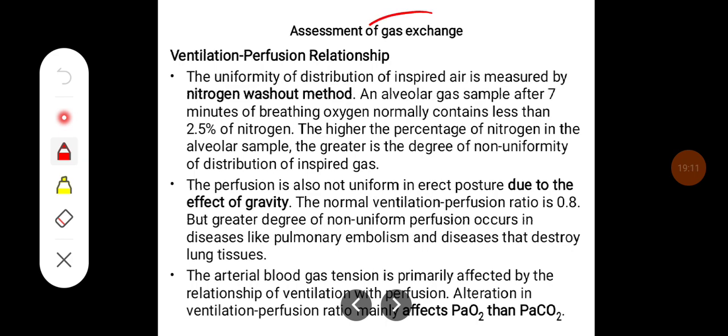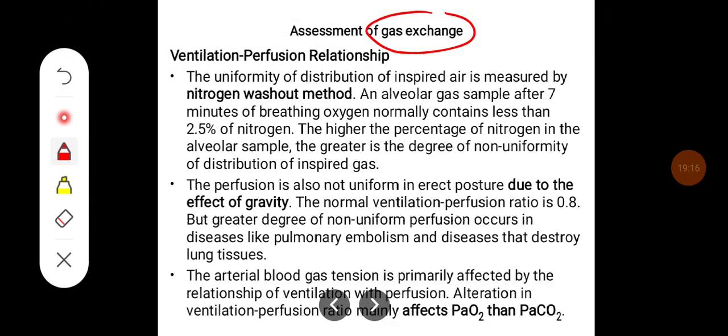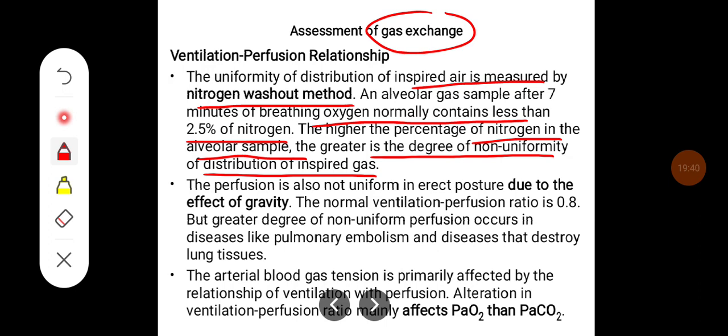Then assessment of the gas exchange. So here ventilation perfusion relationship, that is the uniformity of distribution of inspired air, is measured by nitrogen washout method. An alveolar gas sample after 7 minutes of breathing oxygen normally contains less than 2.5% of nitrogen. The higher the percentage of nitrogen in the alveolar sample, the greater the degree of non-uniformity of distribution of inspired gas. The perfusion is also not uniform in erect posture due to the effect of gravity.